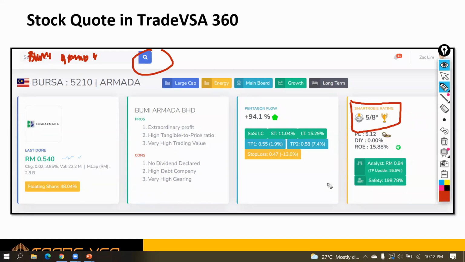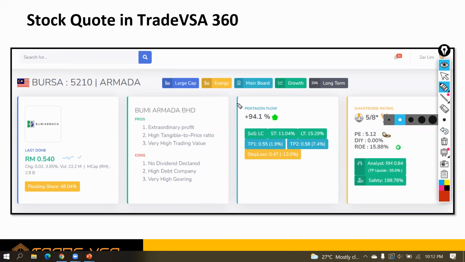Okay, so what I do is that I will look into the FA ratings from Smart Robi, so see which is the strongest one. Probably I will focus on that one. So in this case here, Bumi Armada is giving me 5/8. Okay, so I think overall is pretty good for me.